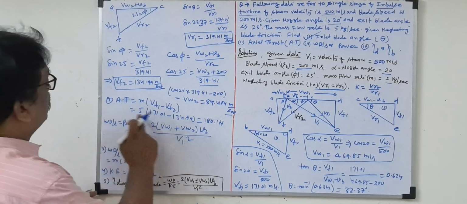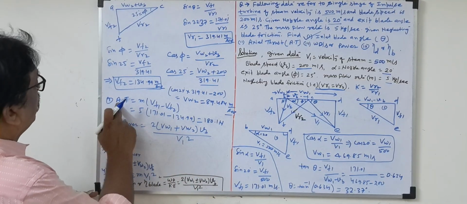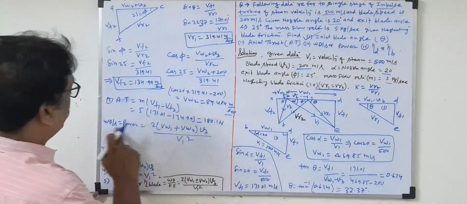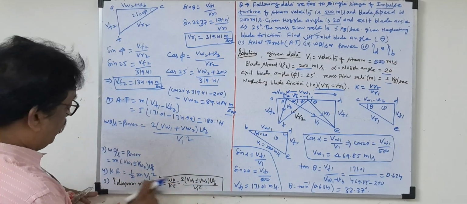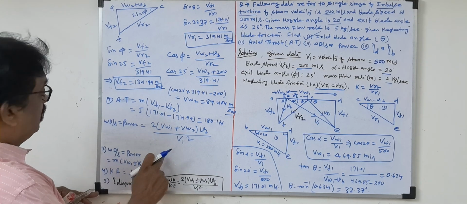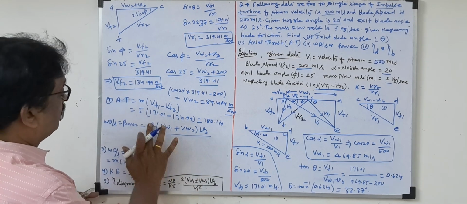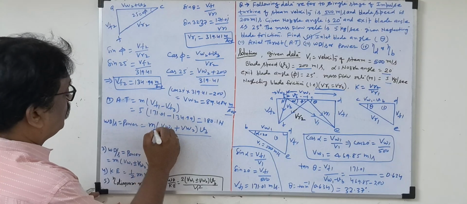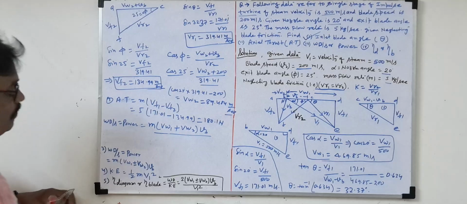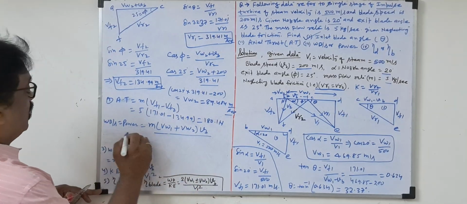That means tangential thrust into blade velocity is known as work done. So this is the formula for the work done: M (Vw1 plus or minus Vw2) Vb. This is power, will it not come? So M (Vw1 plus Vw2) into Vb is power. This we are writing for diagram efficiency. Okay, now we'll substitute the values.